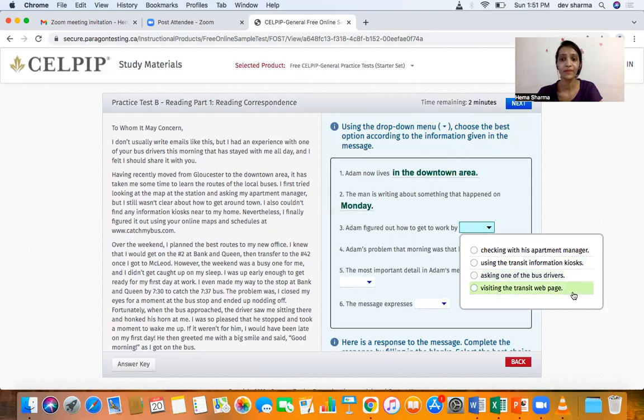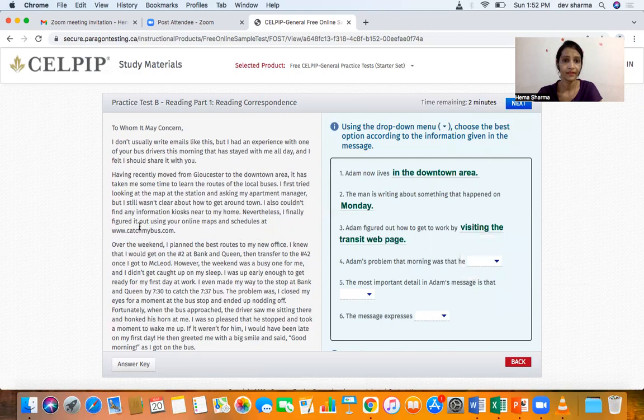Visiting the transit webpage, yes, it's written here. I finally figured it out using your online maps and schedules. So the language will be different from the one that you see in the passage. Means you will have to understand that he has found it on the website, online maps, okay, transit webpage.